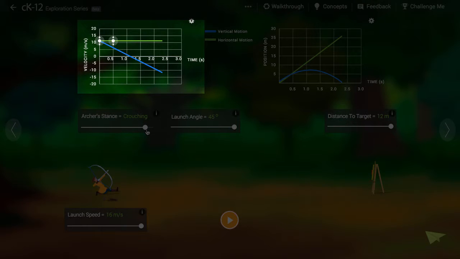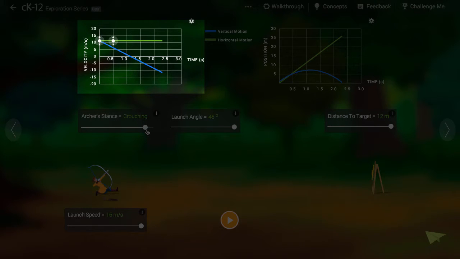In this case, the slope of the left-hand graph represents the acceleration of the arrow. The horizontal acceleration is the slope of the green graph, 0 throughout. The vertical acceleration is the slope of the blue graph. Here you see a constant downward slope. This is the acceleration due to the force of gravity. As you can see, the vertical velocity decreases by about 10 meters per second over the course of a second, exactly what we'd expect.